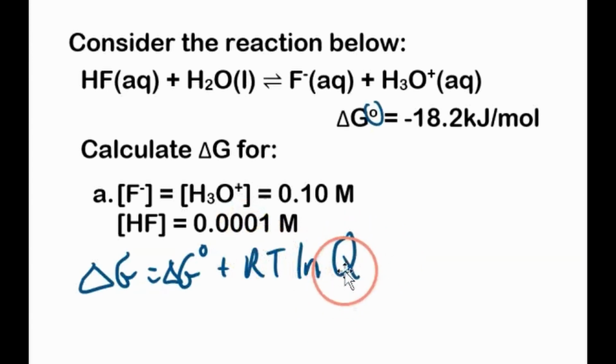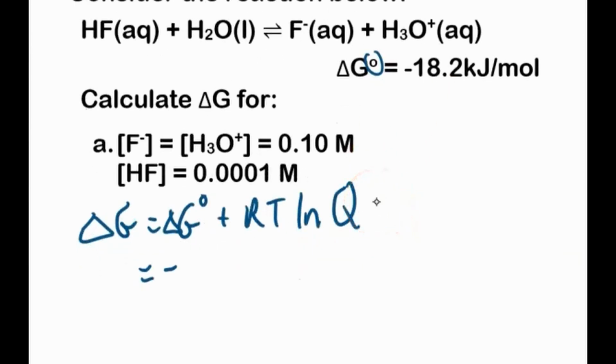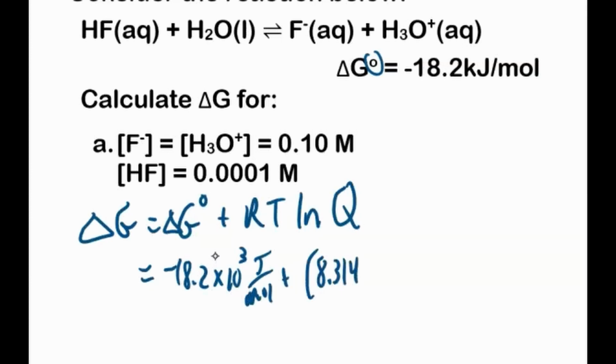Some schools or profs may put this as K trial, but Q is the reaction quotient, which is like the equilibrium constant, except it's not at equilibrium, it's at any time. So we'll plug this in. This is negative 18.2 kilojoules per mole, but R is in joules, so I'm going to convert this to joules first, times 10 to the 3 joules per mole, plus R, which is 8.314 joules per mole Kelvin.